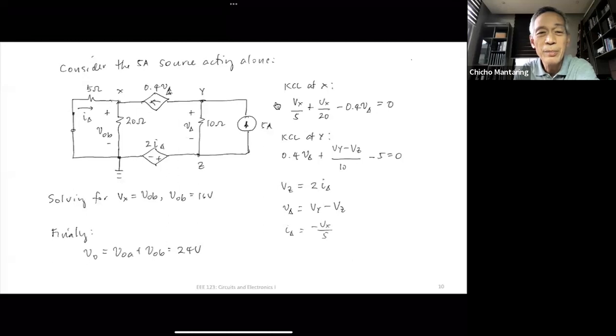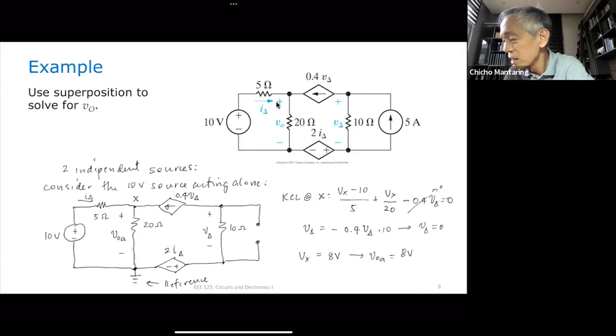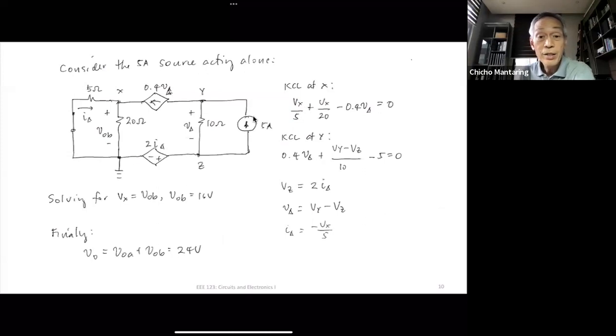Okay, are there any questions? I'm taking a look at the chat. Why is Vx minus 10 over 5 negative? No, it's positive. Sorry, that should be a colon. I hope that answered the question. Any questions? So you have to practice, no? Practice solving problems like this, because this is what is going to sharpen your skills in nodal analysis also.